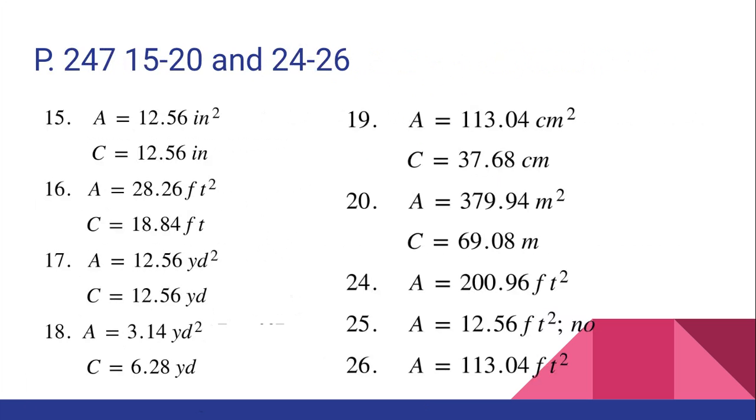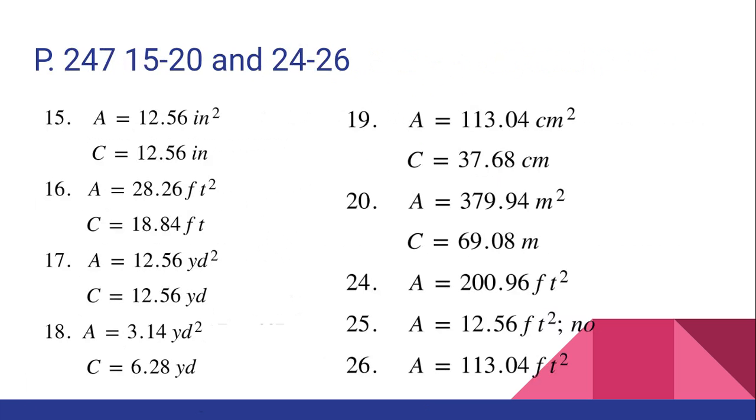On 18, we're also given a radius. So we needed to do pi times radius squared. Well, that one was pretty simple because 1 times 1 is still 1, and then 1 times 3.14 is 3.14. So hopefully we didn't need a calculator on that one. And then for the circumference, we're going to use the formula 2 pi r. So our radius is 1, and 1 times 2 is 2. Then 2 times 3.14 is 6.28 yards.